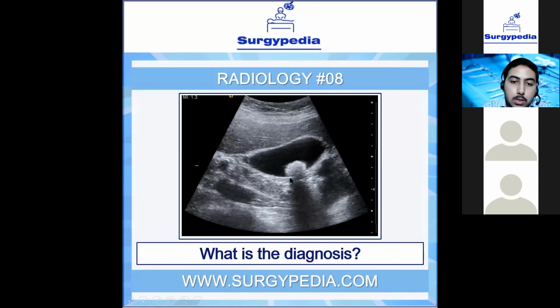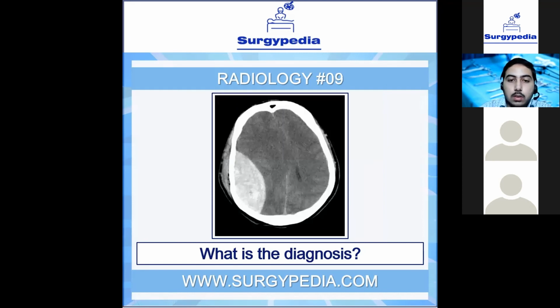Because the stone is impeding the ultrasound. So this is the posterior acoustic shadow. This is the lumen of the gallbladder, and we can see a stone inside the lumen along with this posterior acoustic shadow. A very classical picture of gallstone. Let's move on to our next slide, number 9. What is the diagnosis?